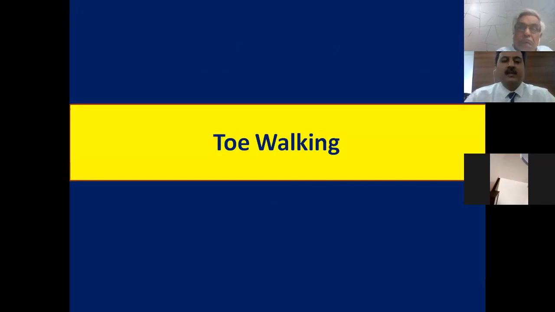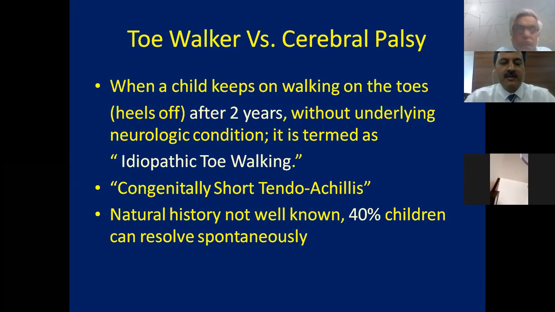Toe walking. Now, toe walking definitions are different in different literature. So first of all, let me define it for you. When a child keeps on walking on the toes, that means heels off, after the age of 2 years, without an underlying neurologic condition, it is termed idiopathic toe walking. So a child who has started walking, say at 15 to 16 months, and might do tippy toes till the age of 2 years, and then gradually it comes down, then that is not toe walking.